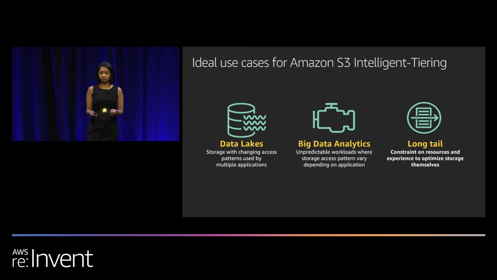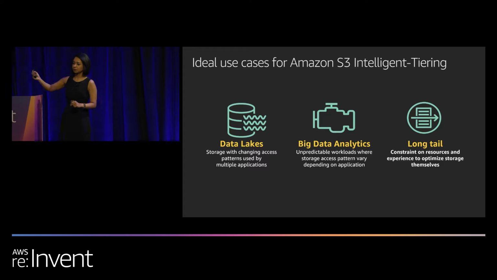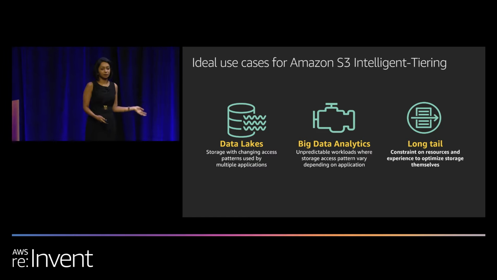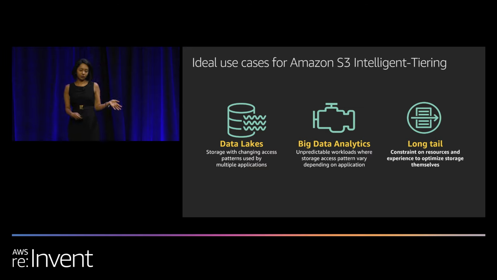The final use case here is the long tail of customers. When I say long tail, I mean customers who are constrained on resources and don't want to invest in figuring out what the access patterns are. Let's say you're paying a total of $100K a year on S3. It's such a small amount that you don't want to hire someone to figure out what your access patterns are and then choose the right storage class for you and do all this monitoring. So again, you can leave it to S3 Intelligent-Tiering and let S3 do that analysis for you.